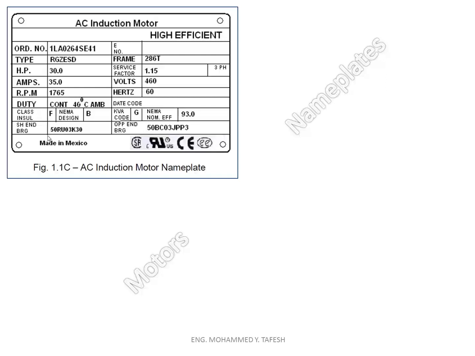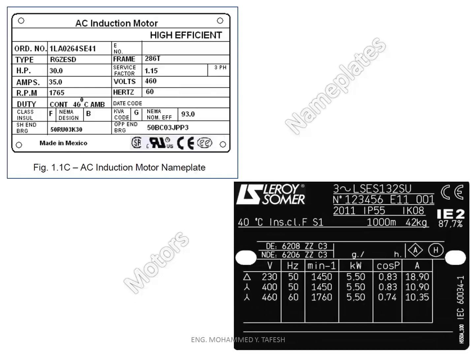Duty, class, insulation, frame, surface factor. The operating voltage is 460. The hertz, which the motor is working on, is 60. This is the serial number, this is the KVA code, and here is the efficiency of the motor, 93%. Okay, let's see now another nameplate of another AC induction motor.